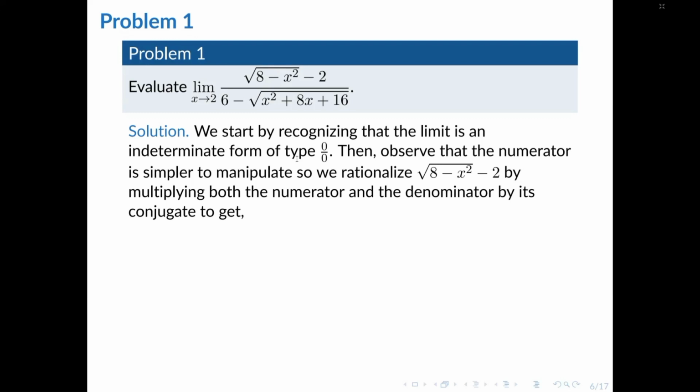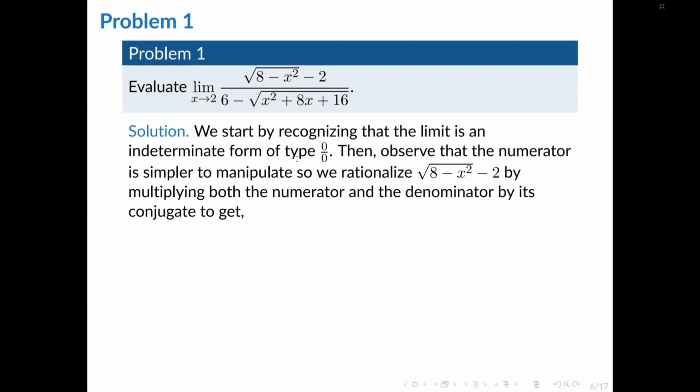So, paano niya yung nagawa? Sinubstitute niya muna yung 2 sa function: 8 minus 2 squared, minus 2, all over 6 minus the square root of 2 squared plus 8 times 2 plus 16. So yung lalabas ay 0 over 0. So we can't obtain the limit directly from substitution.